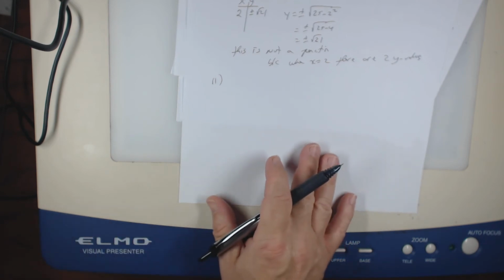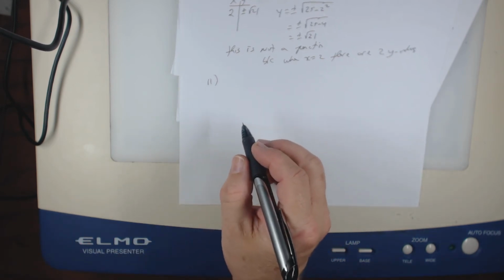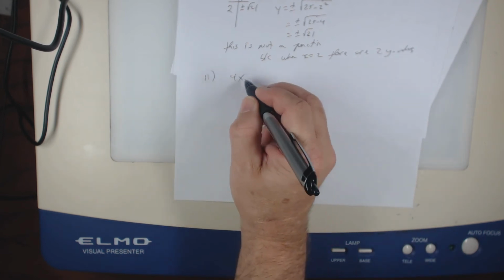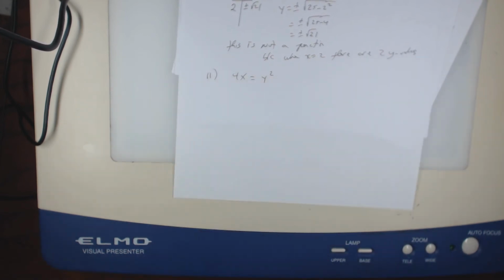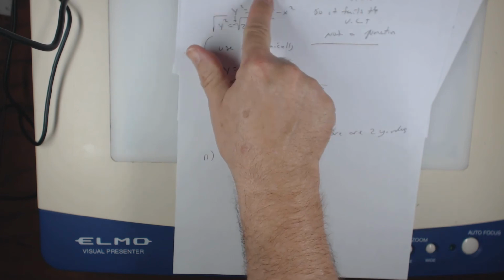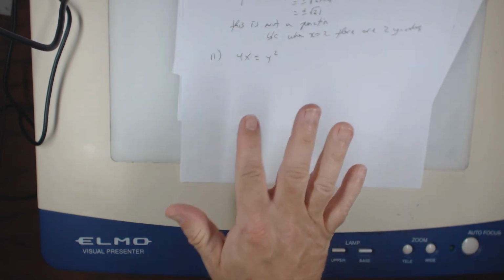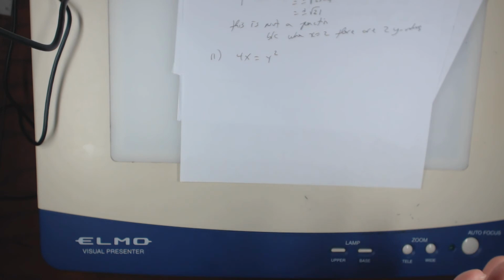All right, look at this one. 4x equals y squared. Now, some of you recognize that was a circle. Don't say this is a circle because you don't see an x squared plus a y squared. That's not a circle. So you don't know what the graph looks like. It's not a quadratic, because a quadratic is y equals x squared. That's not y equals x squared.